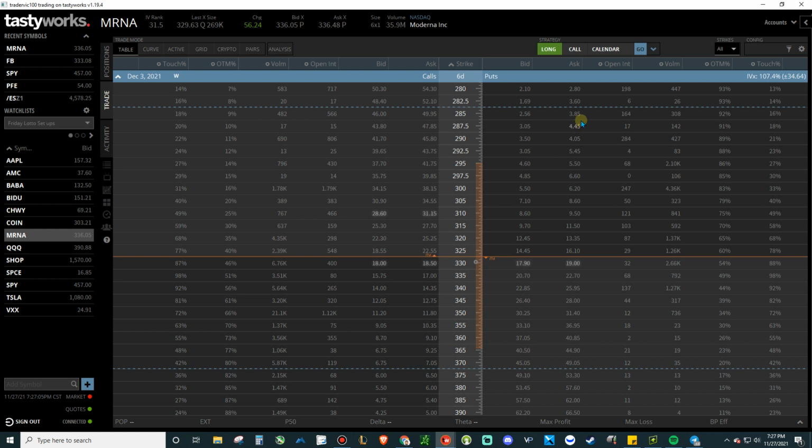So you've got about a 2x price difference on the call side versus the put side. That just means that the stock is extremely bullish right now, because obviously all the action is driving the price higher into these premiums.